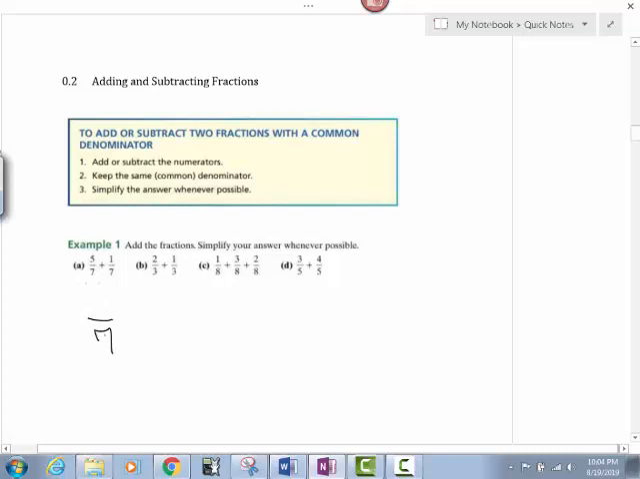I already know that the bottom number is going to be 7. That 7 is going to stay the same because they both have a 7. We're just going to add the numbers on top. So 5 plus 1 is 6. We can't reduce that fraction, so we won't. All right, let's try the next one.